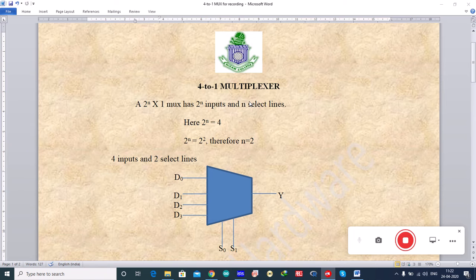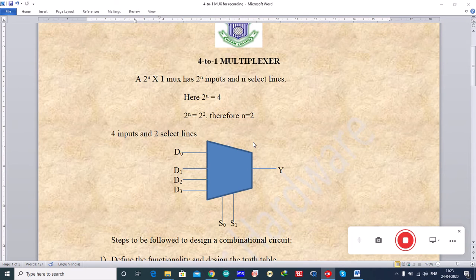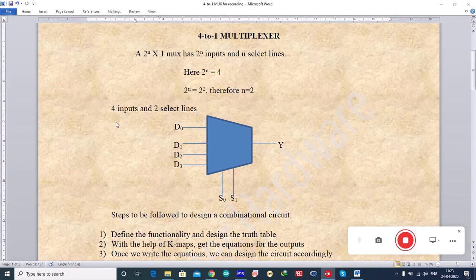We know that a 2 power n by 1 mux has 2 power n inputs and n select lines. Here we are designing a 4 to 1 mux, so 2 power n is equal to 4, that is 2 power 2. Therefore, n is equal to 2. Hence, in our 4 to 1 multiplexer, we have 4 inputs and 2 select lines.